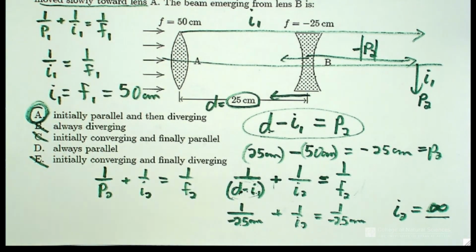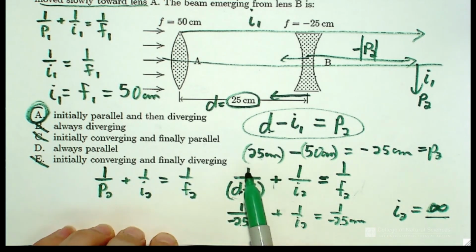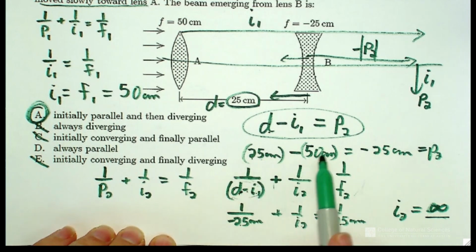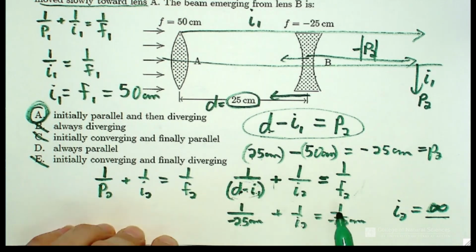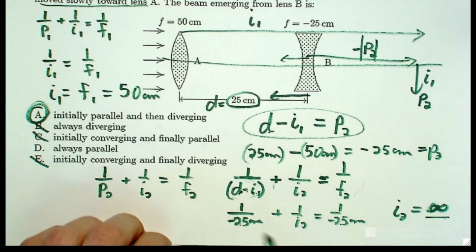Now, if you wanted to check this, you could always throw in some numbers. Say instead of using 25, we could use 20 centimeters, and we'll see what happens to these values if we use 20 centimeters. We'll see that it becomes originally parallel, but then becomes more diverging.